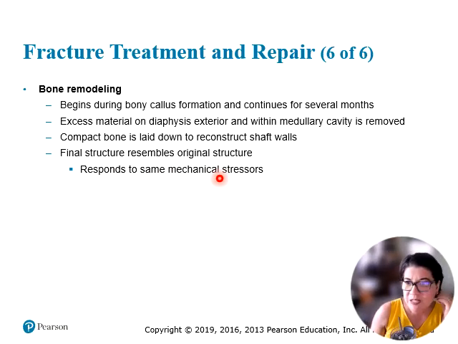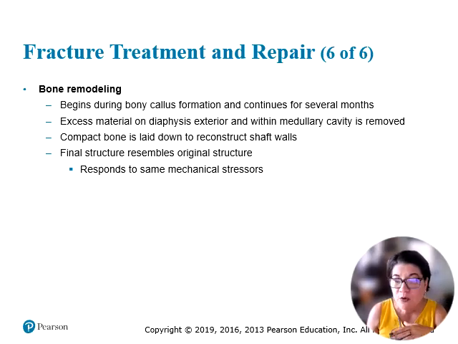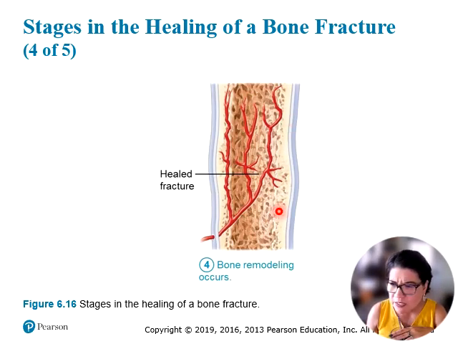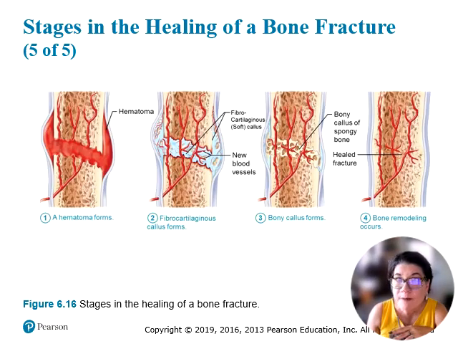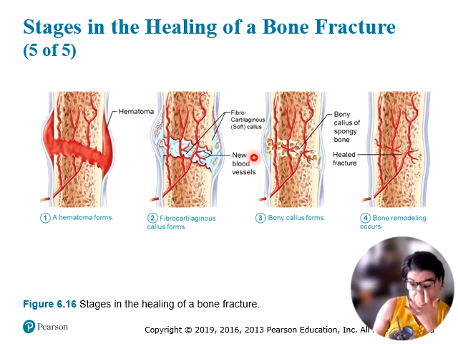And so that's what response to the same mechanical stressors means. If you use it and you do physical therapy or whatever, then it's going to be formed right. So there's the remodeling, and it's never going to look exactly the same, but it should be pretty strong, just about as strong. Sometimes people will notice a bulge or a bump where that fracture happened. If you've had that, you might notice that. So here are all the steps: the hematoma, the fibrocartilaginous callus forming, and you can see it's vascularized, and then you've got your bone replacing it, and then you've got your remodeling.